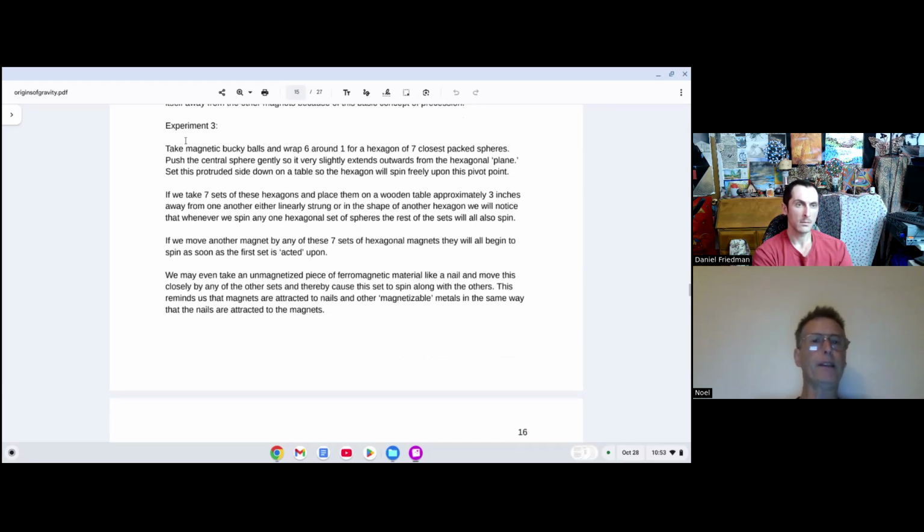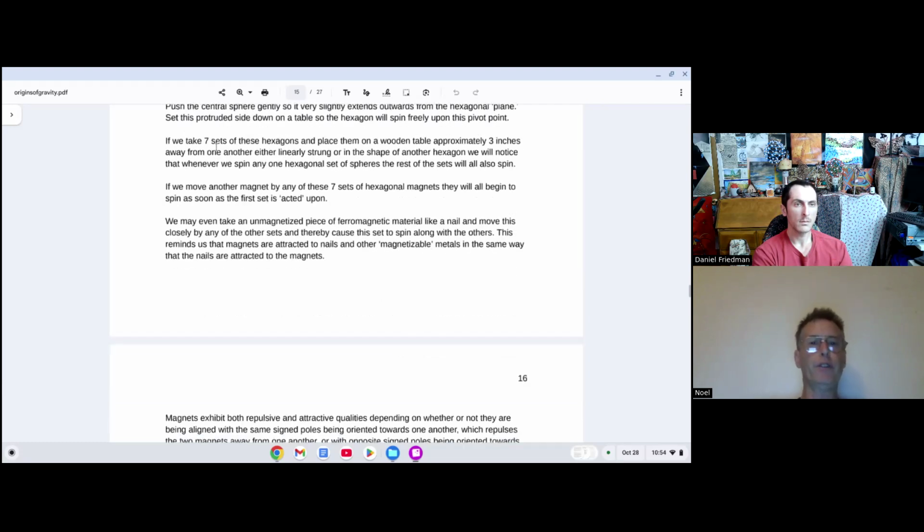Experiment 3. Take magnetic buckyballs and wrap 6 around one for a hexagon of 7. Push the central sphere gently so it very slightly extends outward from the hexagonal plane and set this protruded side down on the table so it can spin freely on this pivot point. If we take a few different sets of these hexagons and put them together approximately 3 inches from one another, either linearly or in a hexagonal shape, we'll notice that whenever we spin only one of the hexagonal sets, all the rest will spin also.